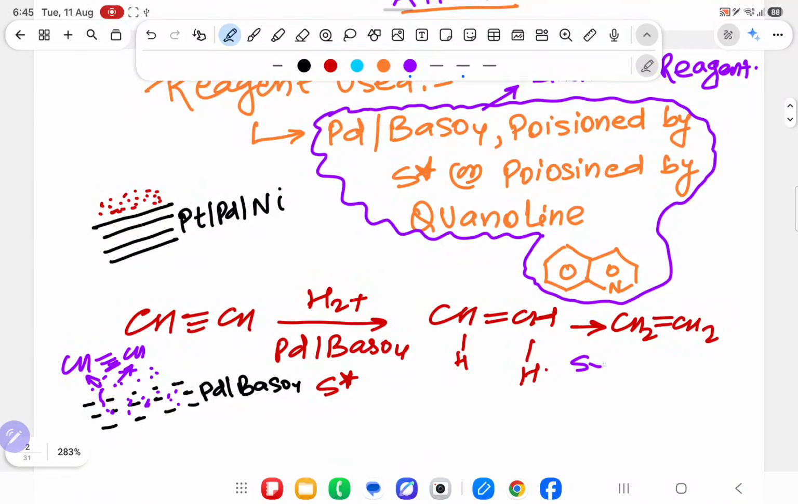Over here also syn addition. Every place syn addition and every place adsorption. Adsorption means sticking to the surface.